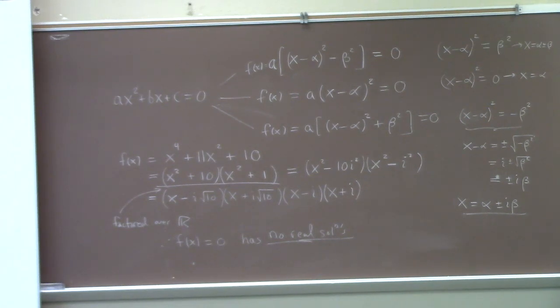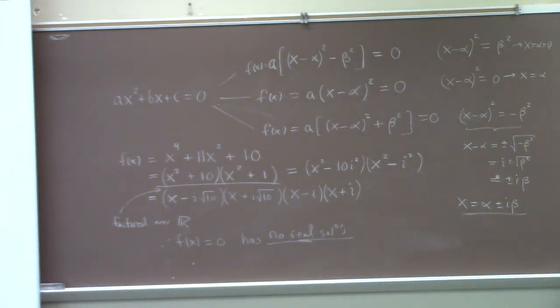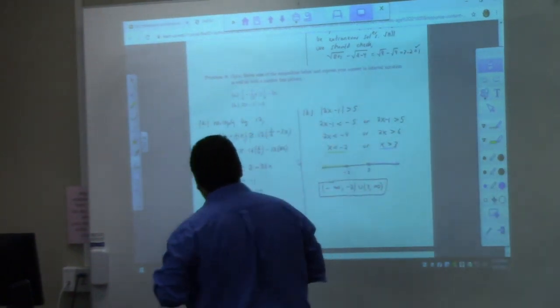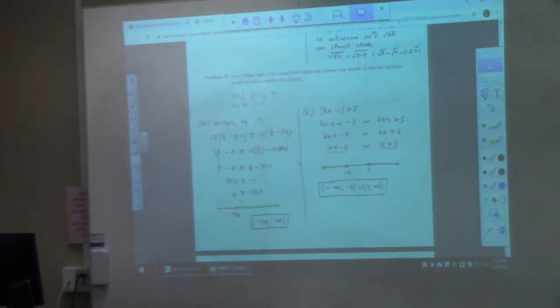So I think another common source of confusion, or maybe you avoided it. So part B. So when we have an absolute value inequality that is greater than something, how does that work?